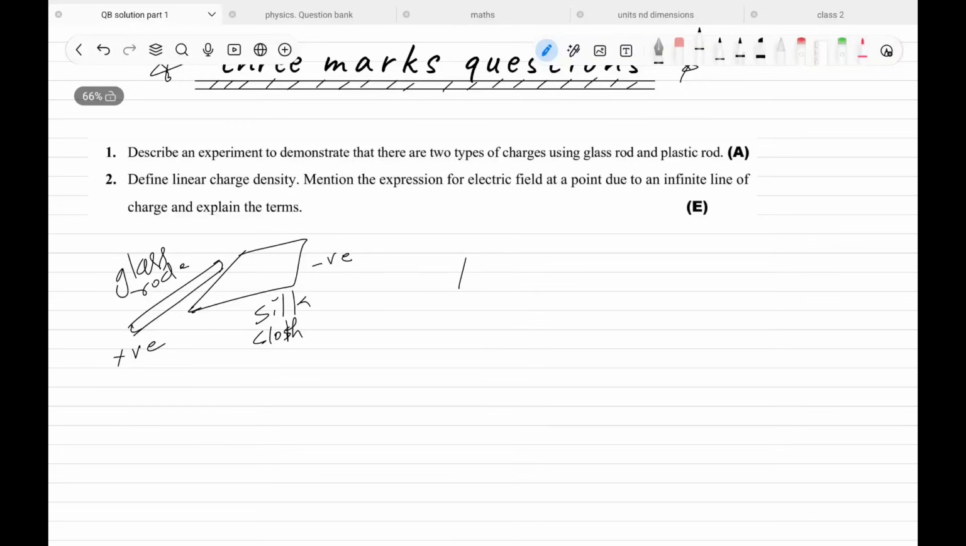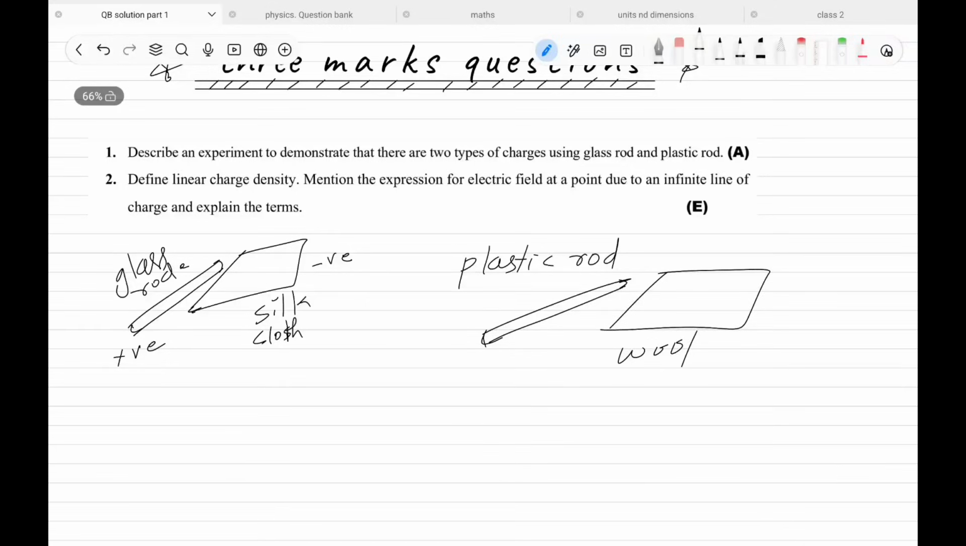And the next one, plastic rod. Consider this is the plastic rod. Rub the plastic rod with woolen cloth or carpet. Then the plastic rod acquires the negative charge, and the woolen cloth acquires the positive charge.